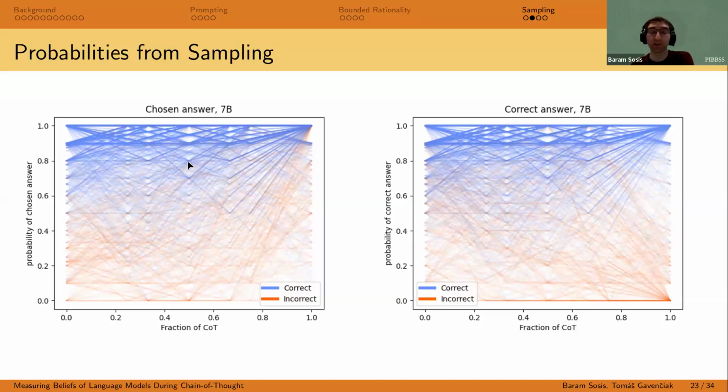Here we can again see that, on the left-hand side, the probability being assigned to the answer that the chain of thought ends up picking goes up more or less towards the end of the chain of thought for both the correct and incorrect trials. Whereas if we look at the probability of the correct answer, on correct trials it goes up, and on incorrect trials it goes down. This is more or less what we'd expect to see.